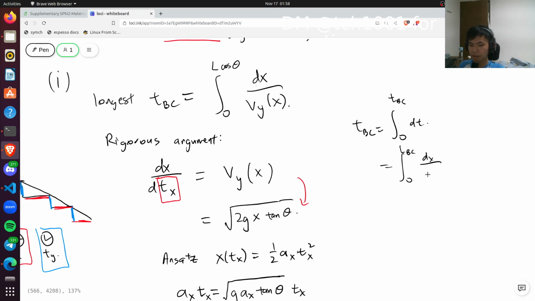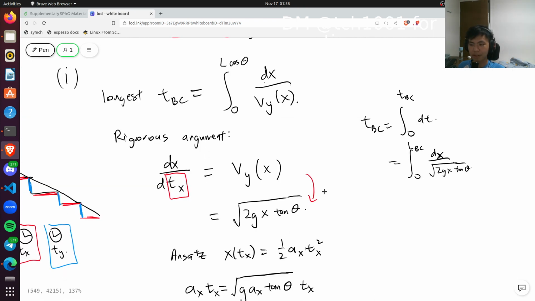Dx over v, over this velocity, right? This 2gx tangent theta. Right, that's what we're doing. But you can kind of think of this as kinematics in the horizontal direction, right?